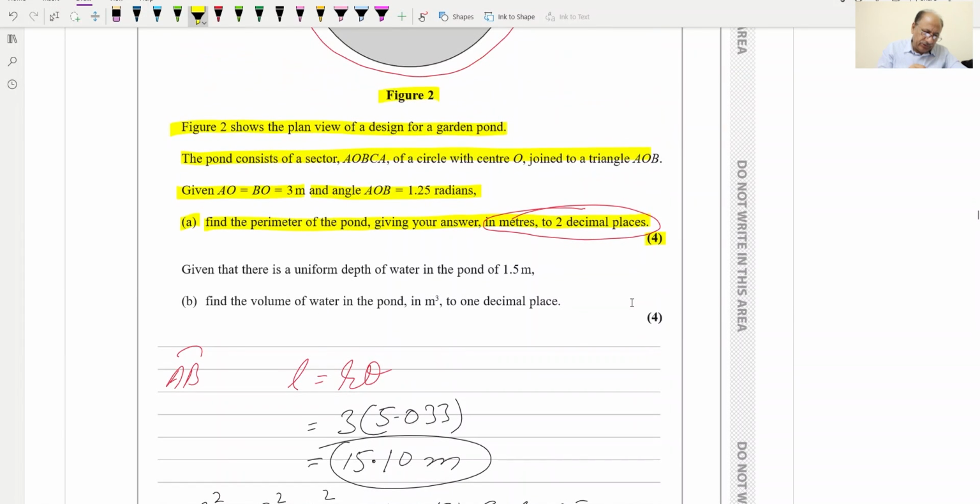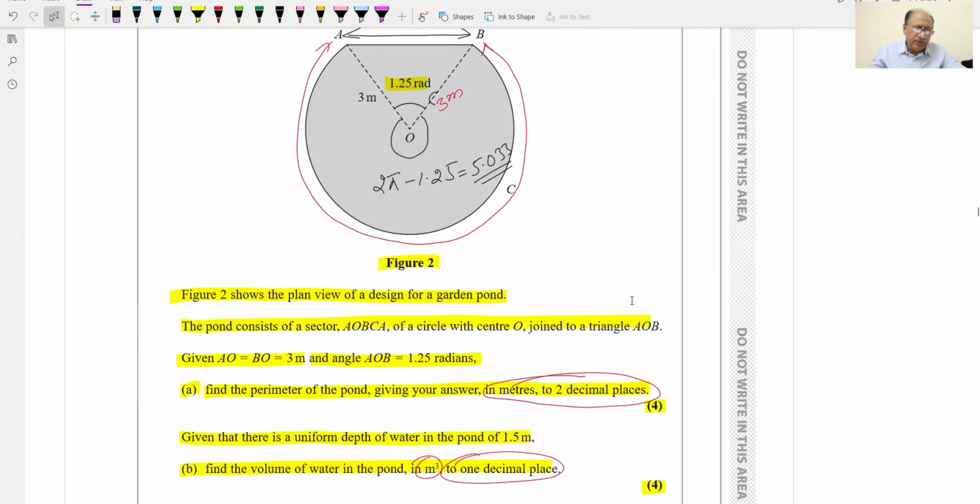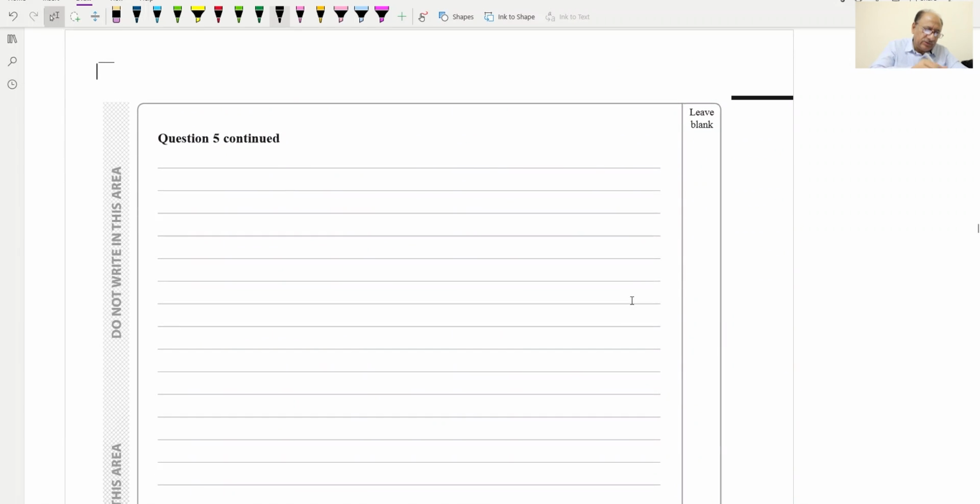Now the B part says, given that there is a uniform depth of water in the pond of 1.5 meters, find the volume of the water in the pond in meter cube to 1 decimal place. So meter cube and 1 decimal place, and this is a 4 marks part. We require area, so area of the sector plus area of triangle. So area of sector, we will apply the formula for area of sector, and for the B part, area of sector will be equal to 1 by 2 r squared theta.